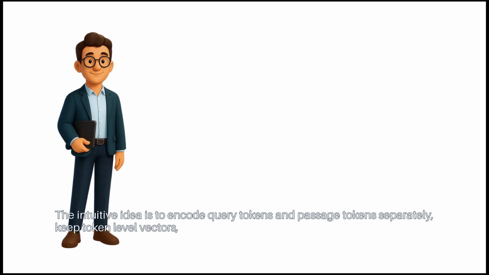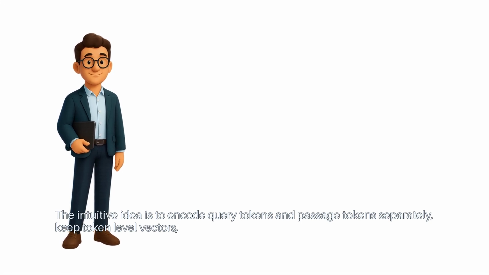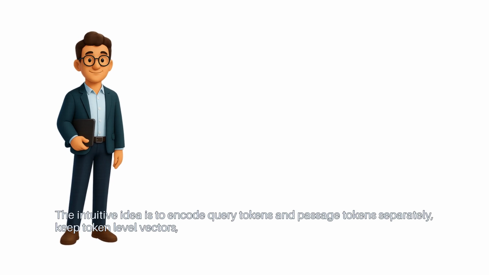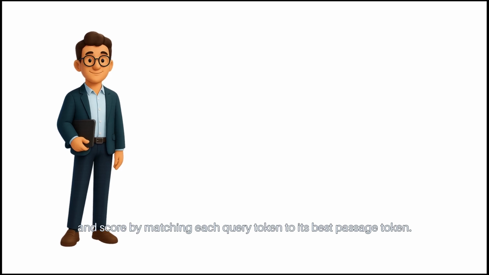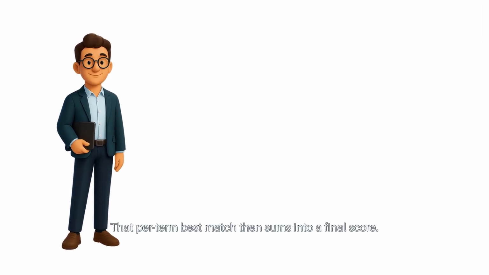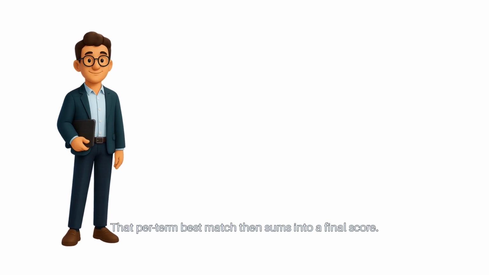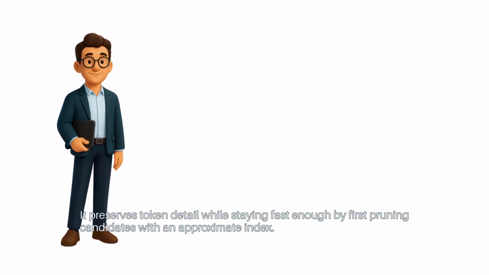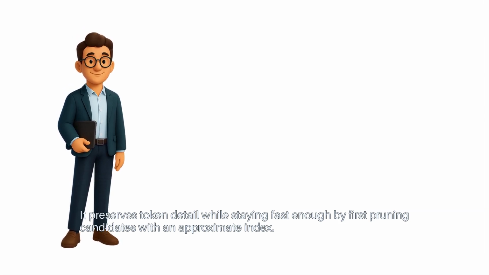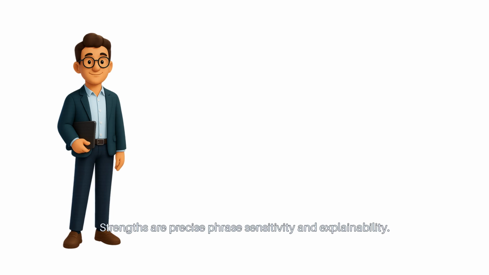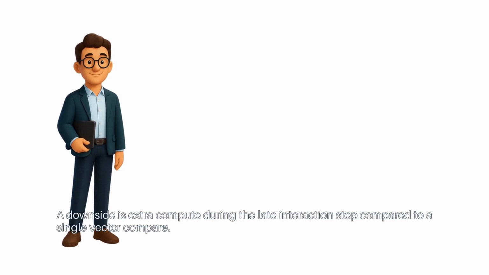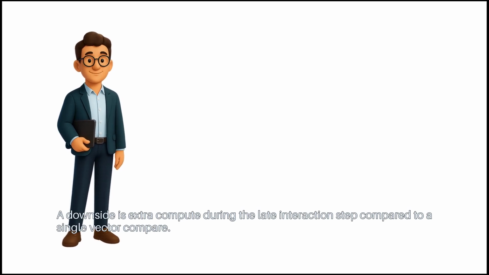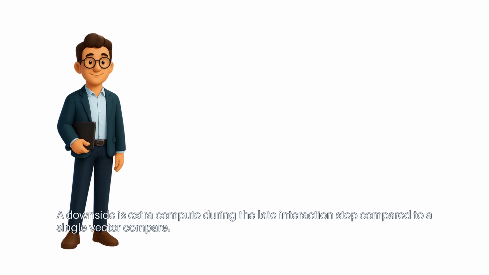The intuitive idea is to encode query tokens and passage tokens separately. Keep token-level vectors and score by matching each query token to its best passage token. That per-term best match then sums into a final score. It preserves token detail while staying fast enough by first pruning candidates with an approximate index. Strengths are precise phrase sensitivity and explainability. A downside is extra compute during the late interaction step compared to a single vector compare.